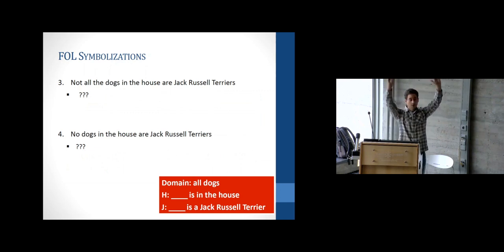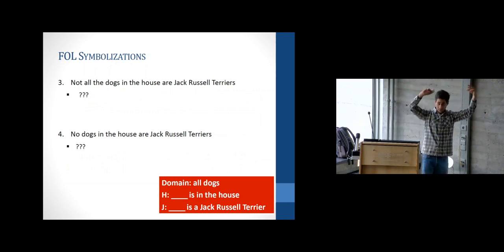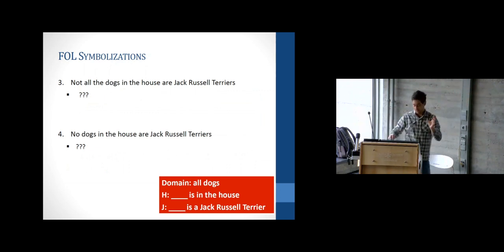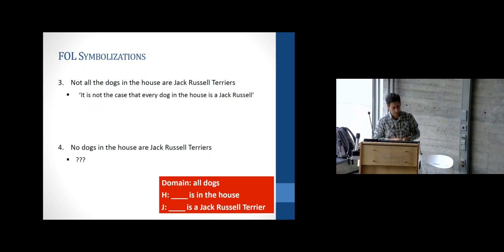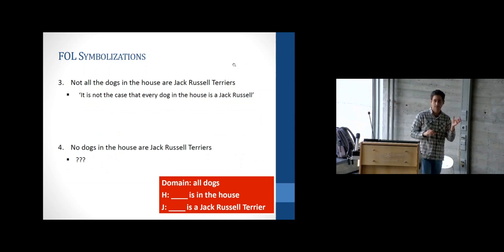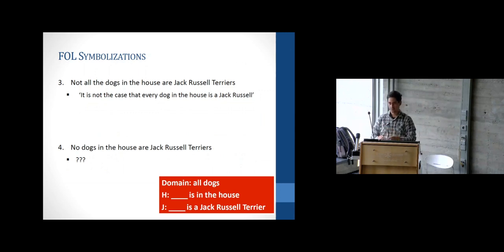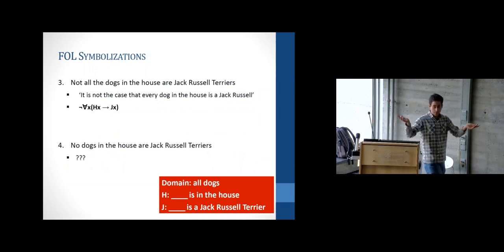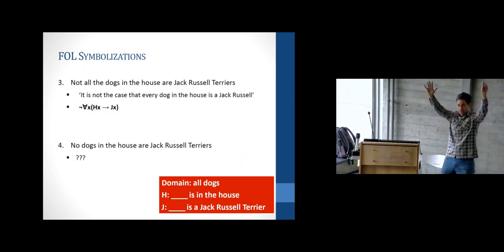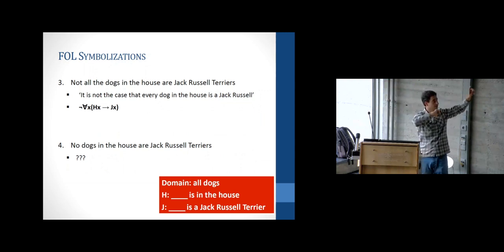Right. You say all the dogs are Jack Russell Terriers, and then you negate that. Okay. So what you're doing is you're negating a universal quantifier. It's not the case that every dog in the house is a Jack Russell Terrier. I'm negating an entire universal sentence. So I can do it like this, right? I symbolize it the same way I did before, and then I add a negation in the front, right?